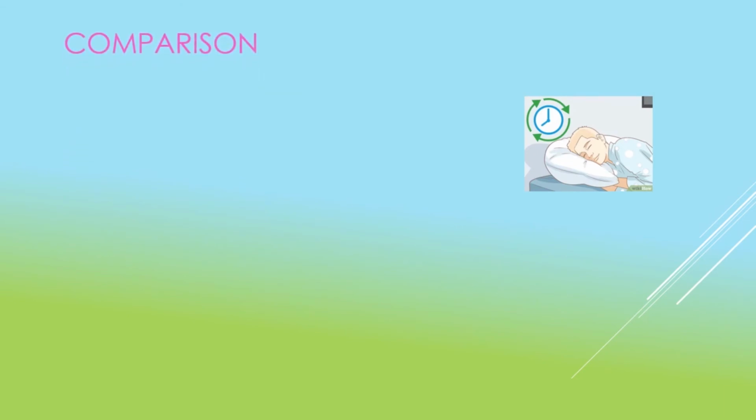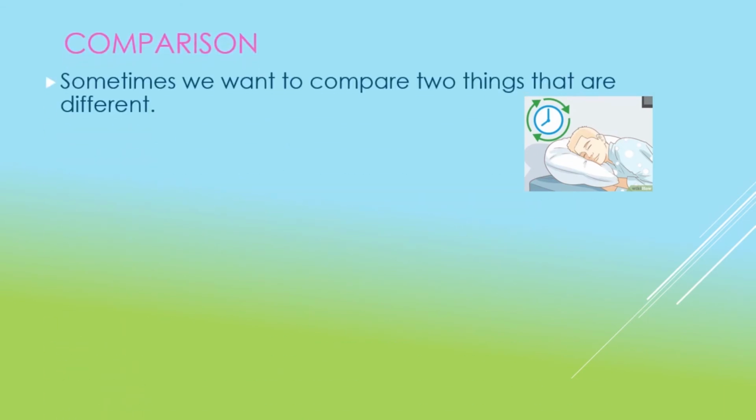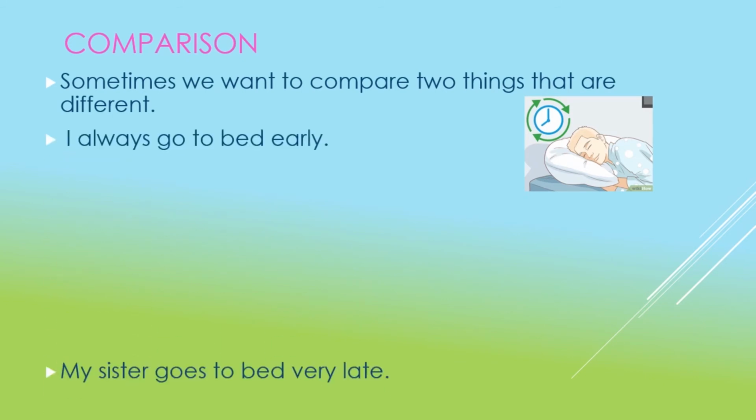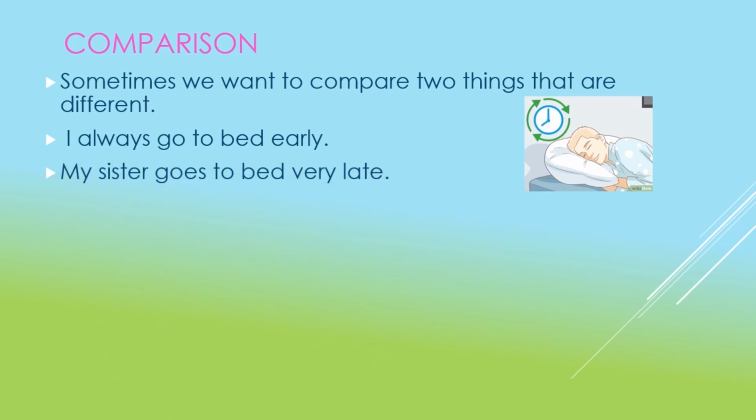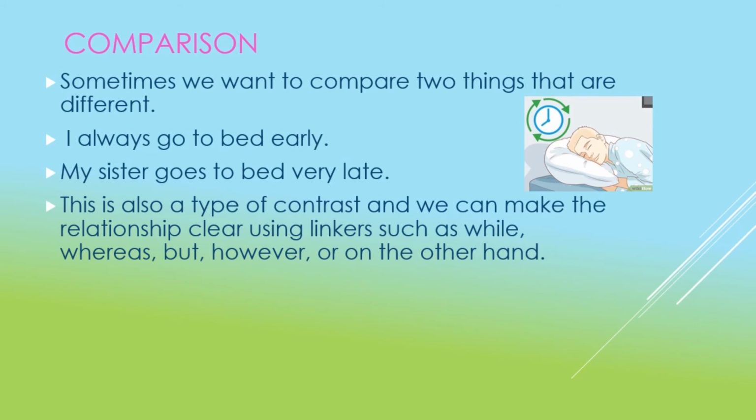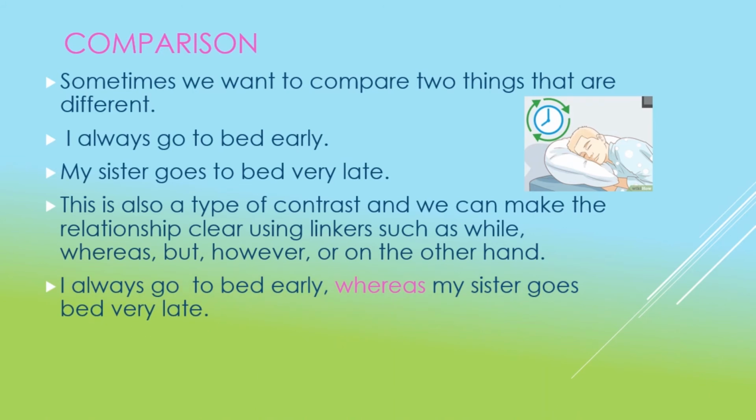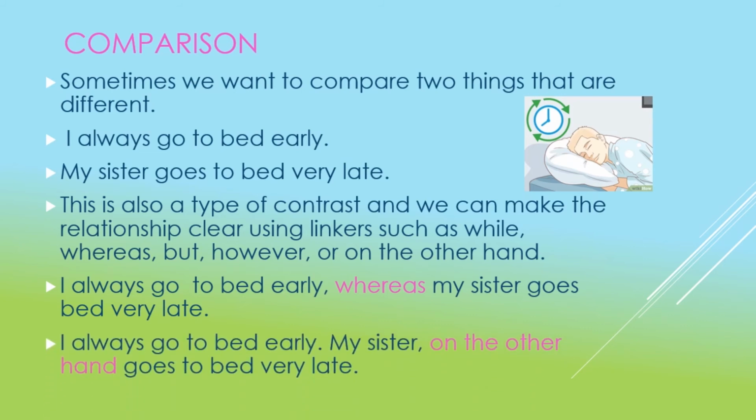Let's analyze the comparison. Sometimes we want to compare two things that are different. I always go to bed early. My sister goes to bed very late. This is also a type of contrast, and we can make the relationship clear using linkers such as while, whereas, but, however, or on the other hand. I always go to bed early, whereas my sister goes to bed very late. I always go to bed early. My sister, on the other hand, goes to bed very late.